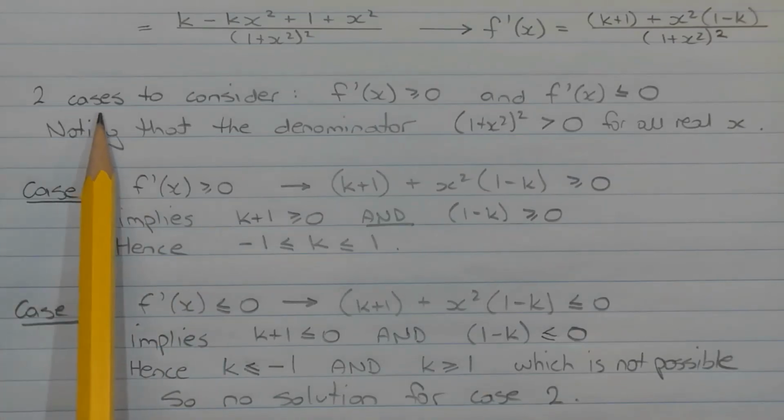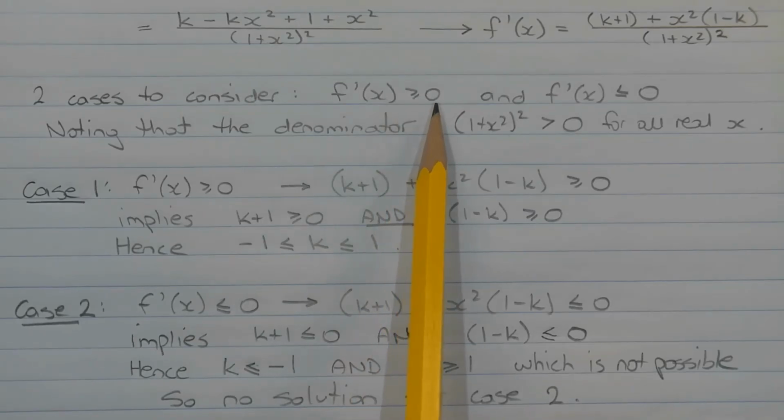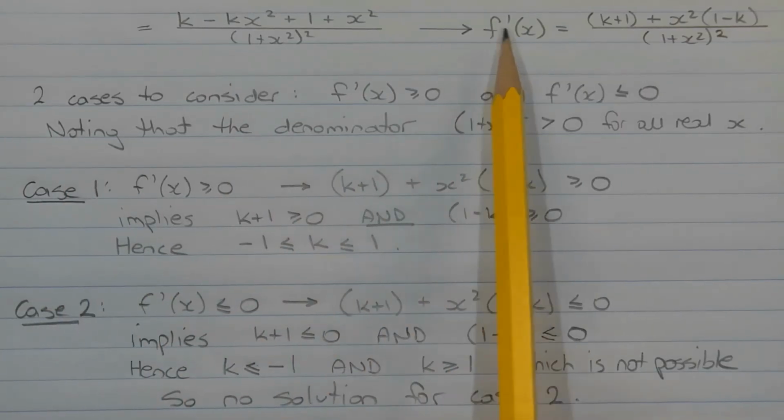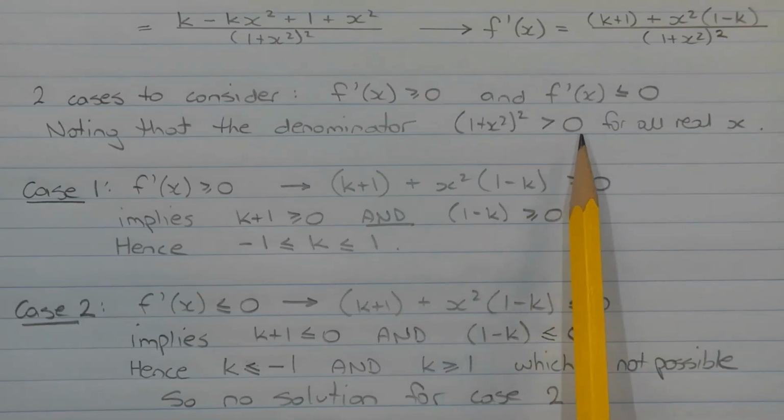We now have two cases to consider. In the first case, f dash of x greater than or equal to 0, and in the second case, f dash of x less than or equal to 0. Noting that the denominator of f dash of x, that is (1 plus x squared) to the power of 2, is greater than 0 for all real x. So we only need to consider the value of the numerator.